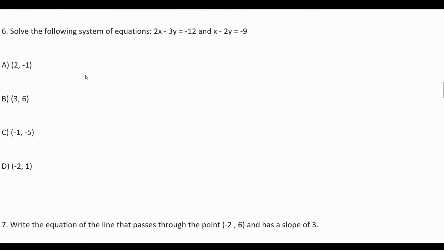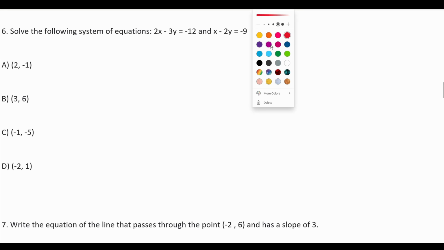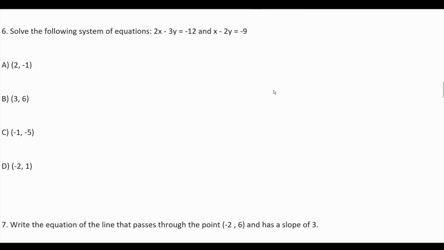All right, number 6 says solve the following system of equations. We have 2x minus 3y equals negative 12. Then we have x minus 2y equals negative 9. So I'm going to start by copying this one down. We have 2x minus 3y equals negative 12. X minus 2y equals negative 9.